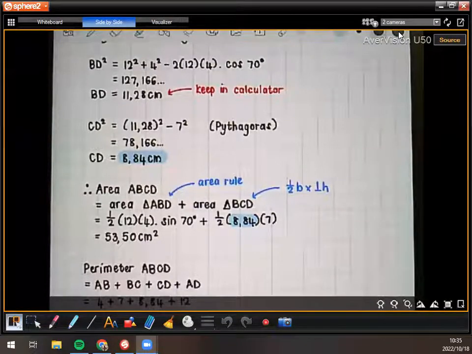Which one for the area? Did you keep it in your calculator file? Okay, so I check my BD, I'm getting the same thing, and then when I do CD, I must do that squared minus 7 squared. So I'm doing the same thing.